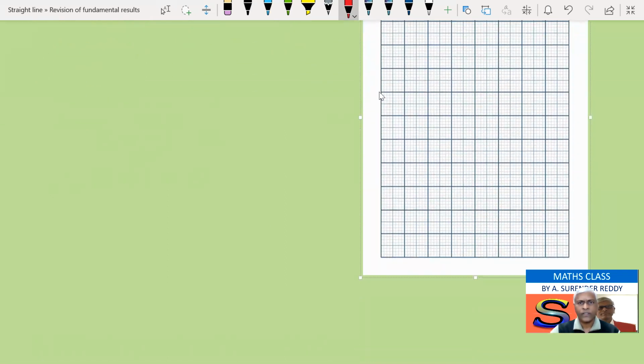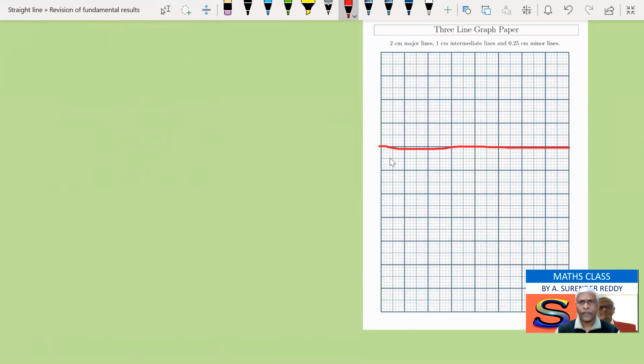Now let us take the line. So this is the x-axis and this one as the y-axis. So this is the x-axis and this is the y-axis. So 1, 2, 3, 4, and 1, 2, 3, 4, minus 1, minus 2, minus 3, minus 4, minus 5. This is the scale.